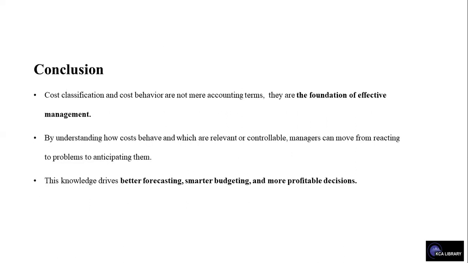In conclusion, cost classification and cost behavior are not mere accounting terms. They are the foundation of effective management. By understanding how costs behave and which are relevant or controllable, managers can move from reacting to problems to anticipating them. This knowledge drives better forecasting, smarter budgeting, and more profitable decisions.